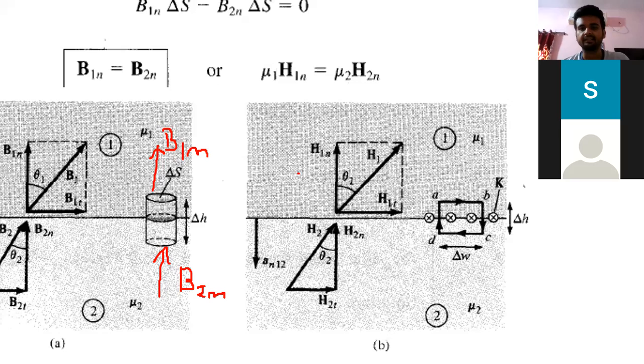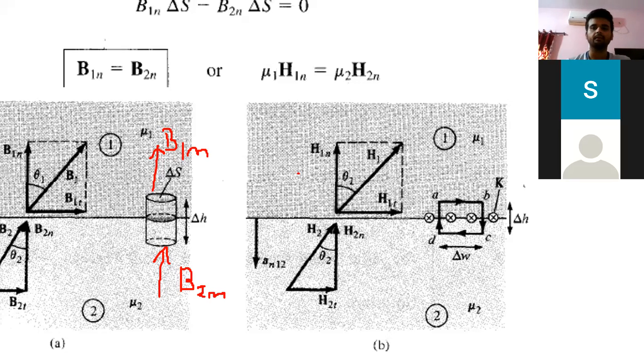So I have considered here a clockwise Amperian path. Can you see here? A, B, C, D. This is the path. Clockwise Amperian path I have considered. That's the first step. When you are applying Ampere's second rule, you have to consider an Amperian path. Now you have to apply Ampere's second rule here.